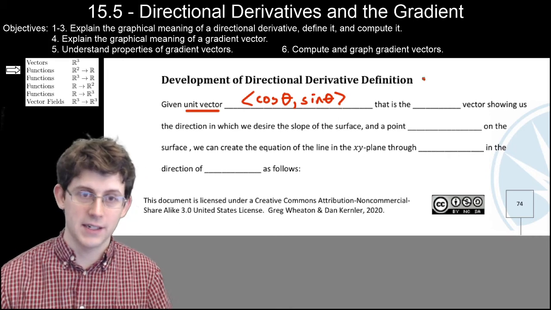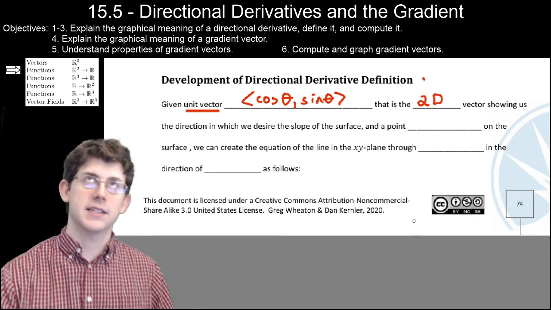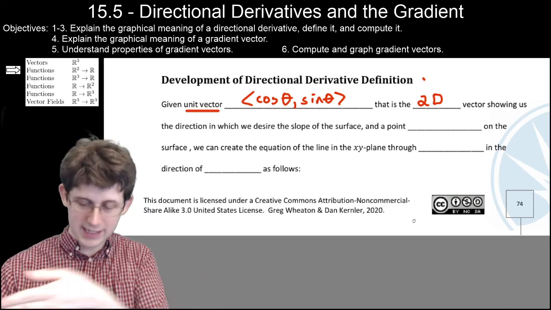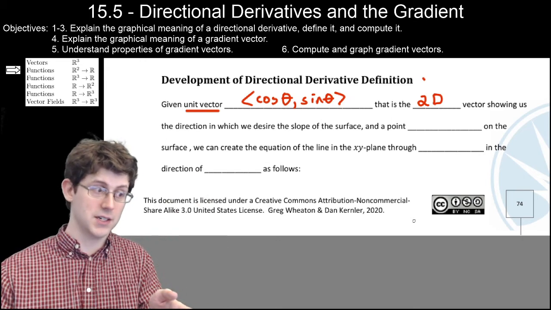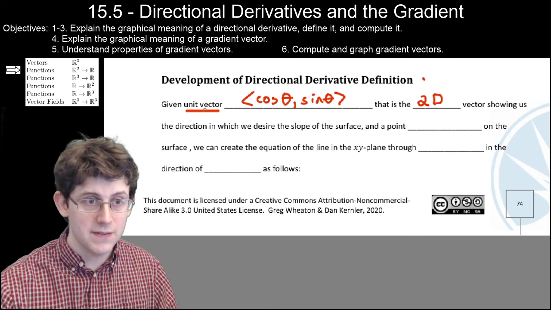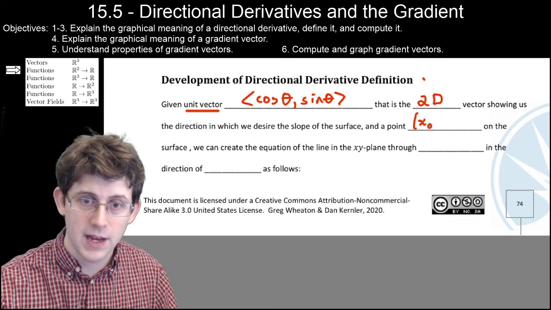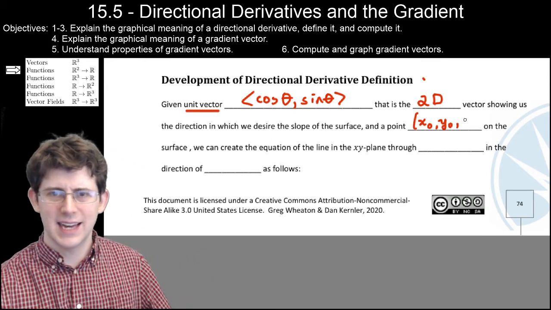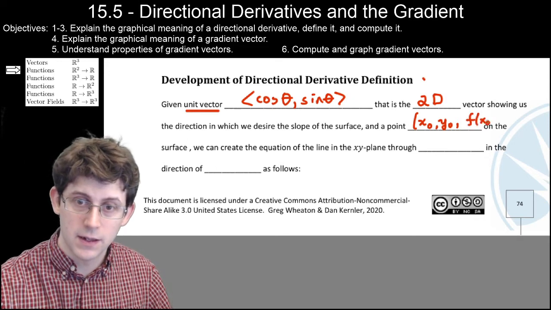That's a 2-dimensional vector, just like saying northeast is a 2-dimensional direction. It tells us the direction to look and try to figure out the slope of the surface in that direction. So if we're given a unit vector and a point, let's say we know the x and the y, and then the z comes from a function f of x, y.